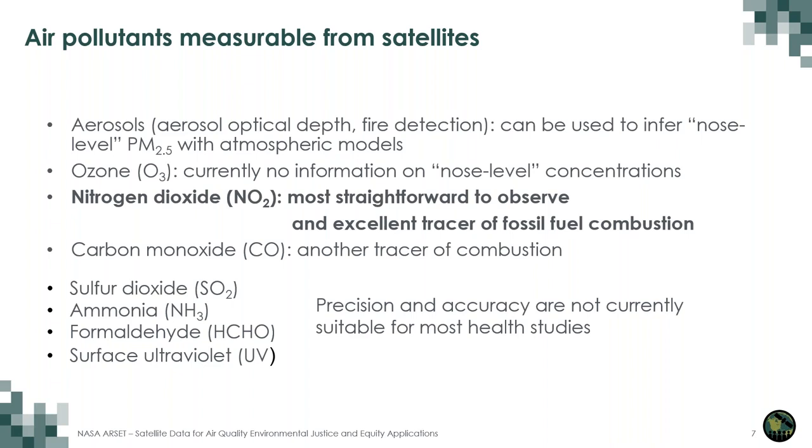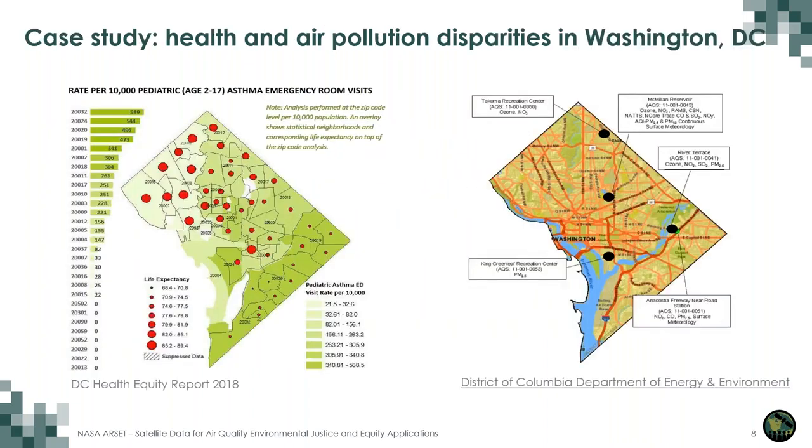So I'm going to talk in this section of this training about nitrogen dioxide and how satellite-derived NO2 can be used to study air pollution and justice. And then we have a range of additional chemical components, pollutants, for which precision and accuracy of the satellite data are not currently suitable for most health studies, and that includes carbon monoxide, sulfur dioxide, ammonia, formaldehyde, and also surface ultraviolet radiation.